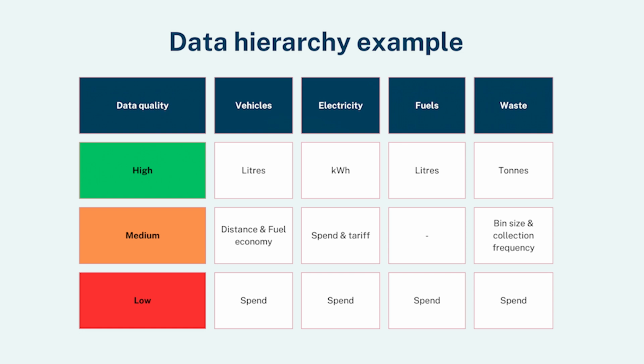Litres is the highest level of quality, followed by distance and engine size together, with spend data the lowest level of data quality. As you receive this data, you can categorize it using a red, amber, green rating and begin thinking about how you might want to improve your data accuracy in the future. Once you've assessed your data and the accuracy, it's also important to run a few basic checks to help assess whether or not the data you've collected is free from human error.